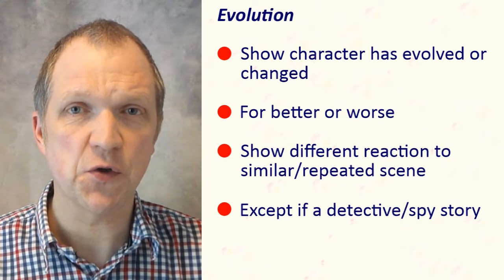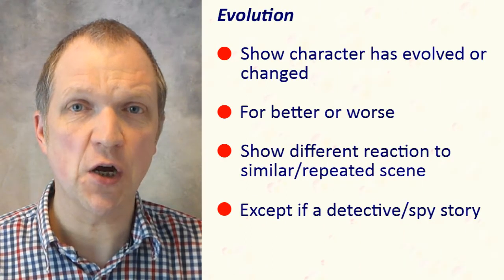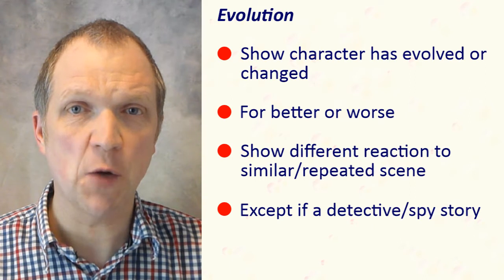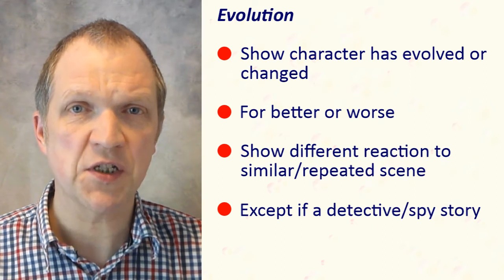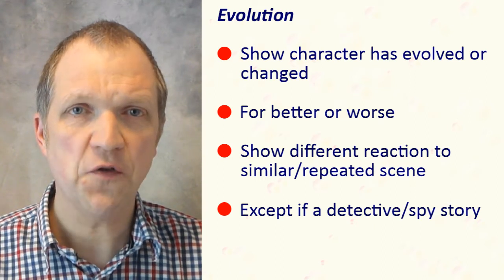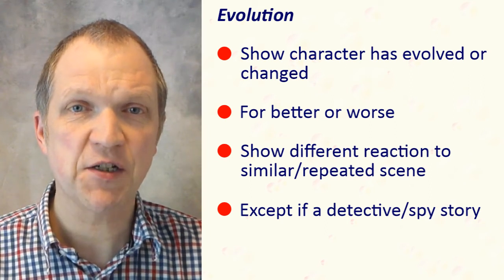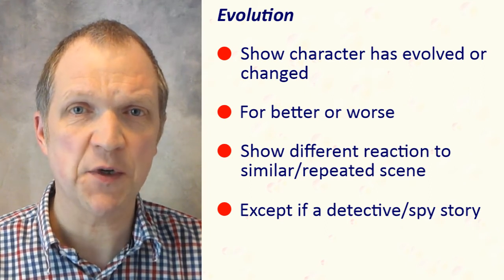Depending on the type of story, the ending often needs to show that the main character or characters have evolved and changed, either for the better, for example if it's a comedy or a drama, or for the worse if it's a tragedy. This can often be achieved as part of the ending by repeating a situation or a scene similar to one from the beginning of the story, but having our character react in a different way. If the character fails to change, this can leave the reader or viewer questioning the purpose of the story.